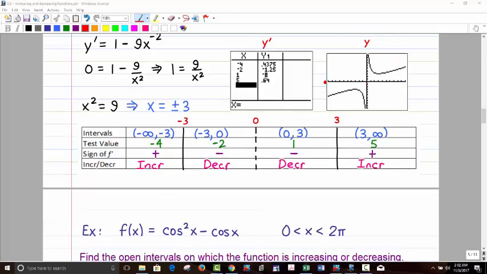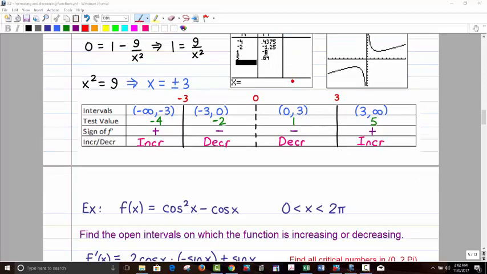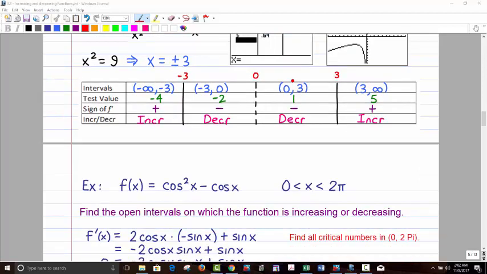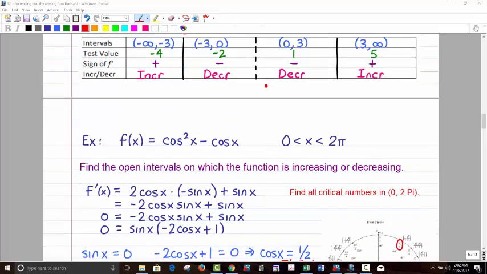So we can take a look at the picture. It goes up right here to about right there, hits that negative 3, then down, so it's decreasing, and then coming from the other side of the 0, it's decreasing again, and then increasing from 3 forward. So there we go.